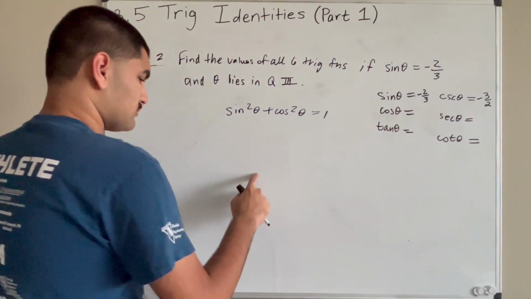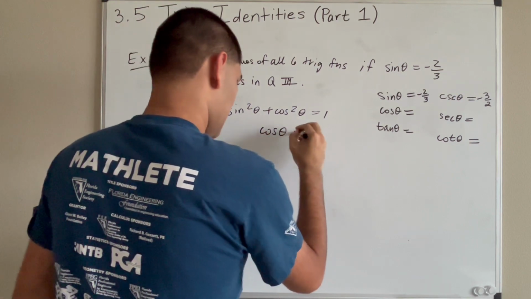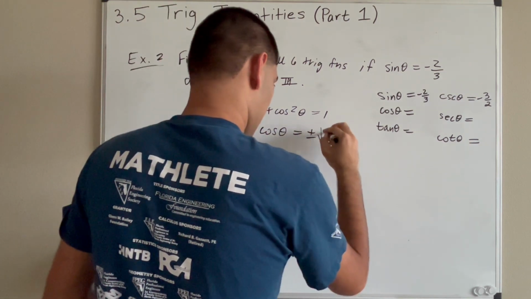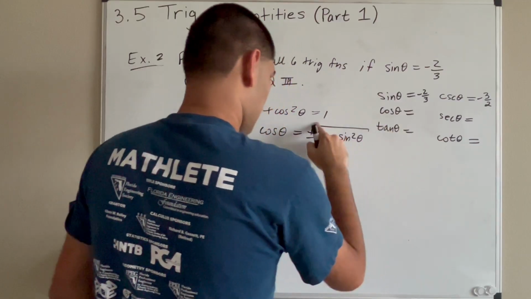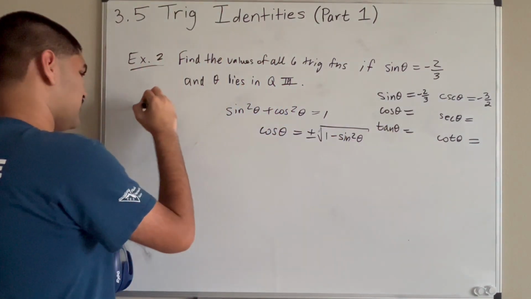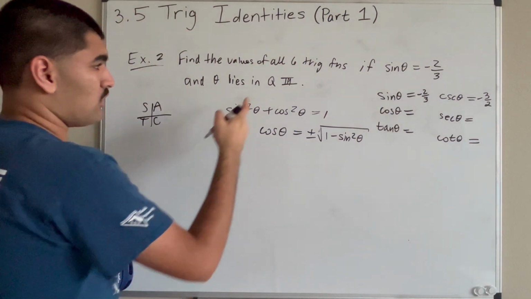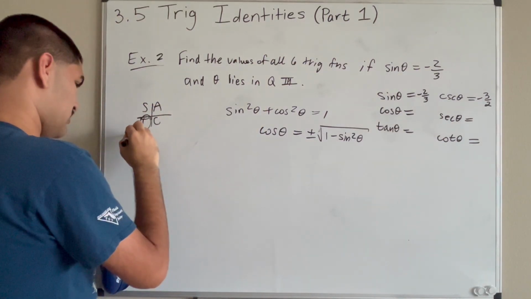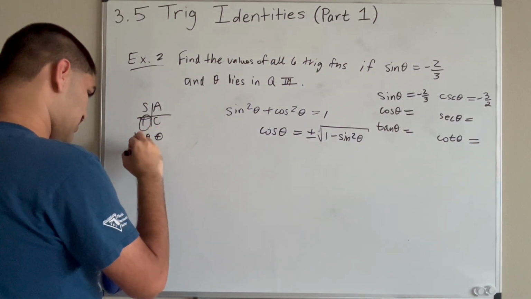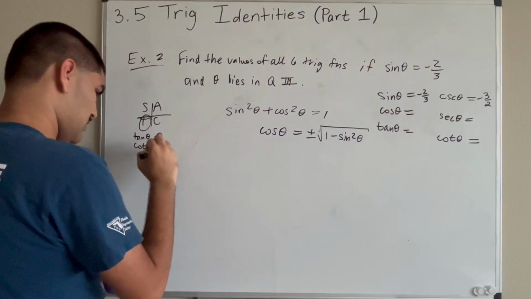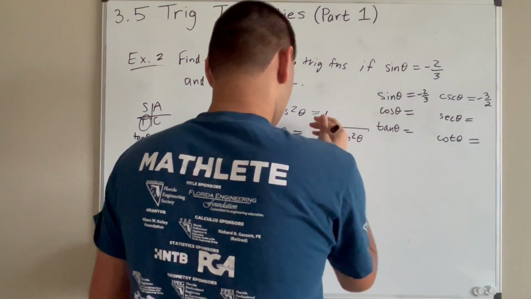All right. So you want to solve for cosine theta. So we have cosine theta is equal to plus or minus the square root of 1 minus sine squared theta. And then this is where we have to determine the sign. So let's do ASTC. So we're in quadrant 3 again, right? So in quadrant 3, tangent is going to be positive, and then cotangent is going to be positive. But everything else is going to be negative, so cosine is going to be negative. So this is negative.